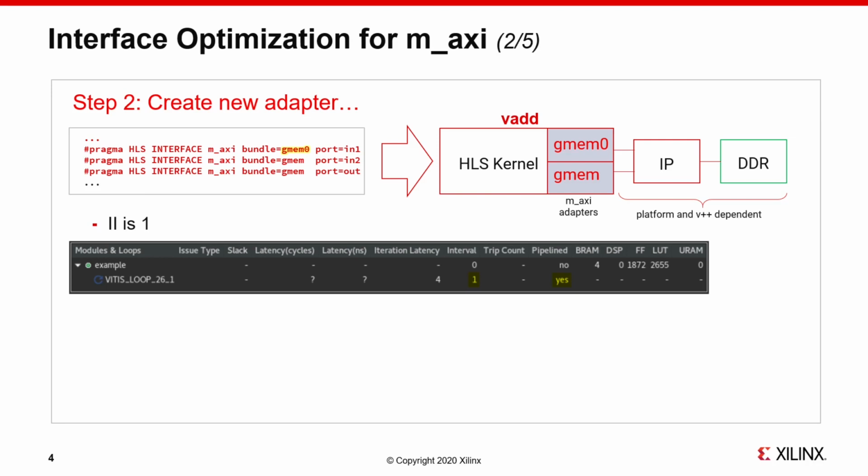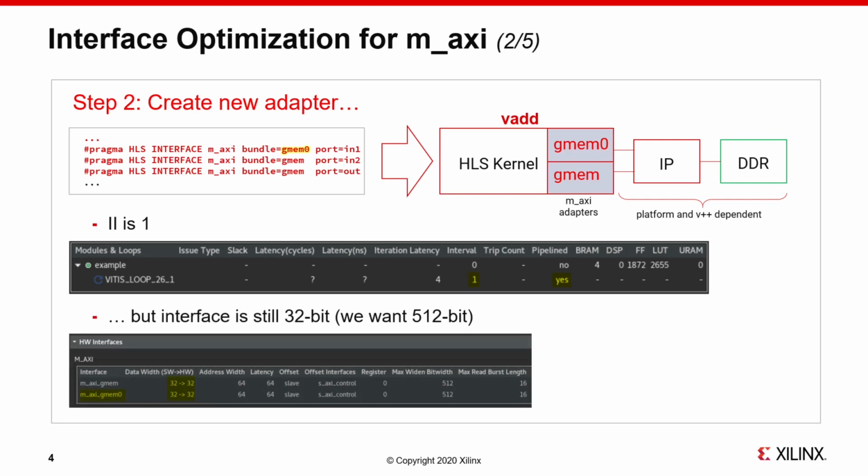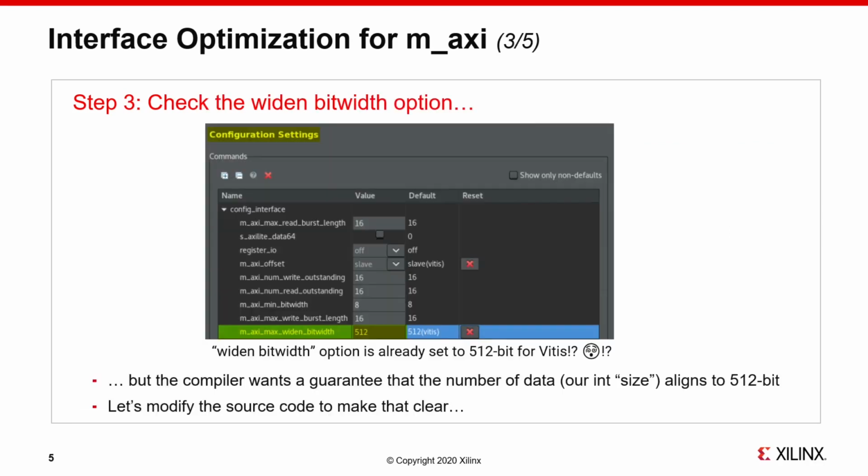Still, the interface remains at 32 bits wide because we are processing integer data types. But we were hoping to have the tool widen the interface to 512 bits to take advantage of the IP capabilities of the platform for Alveo accelerator cards. Once we check the solution settings in the HLS tool, we do see that the MAXI interface option to widen the bit width is already set to 512 bits, but we didn't get 512, we only got 32 bits. Well, the reason is that the compiler wants a guarantee that the data transfers align to 512 bits. So we're going to need to modify the source code to make it clear to the compiler.